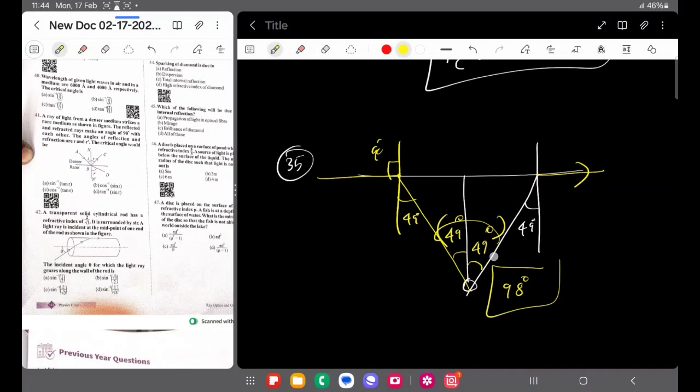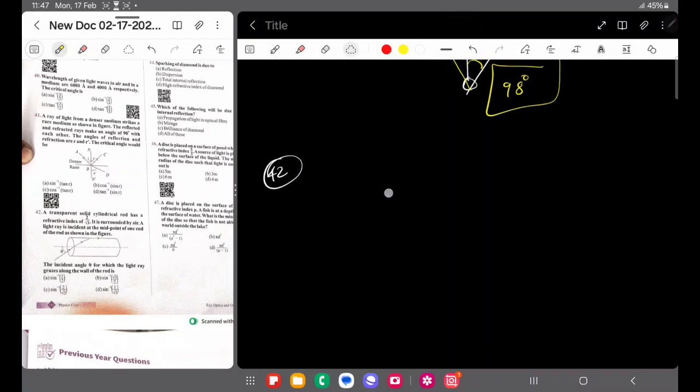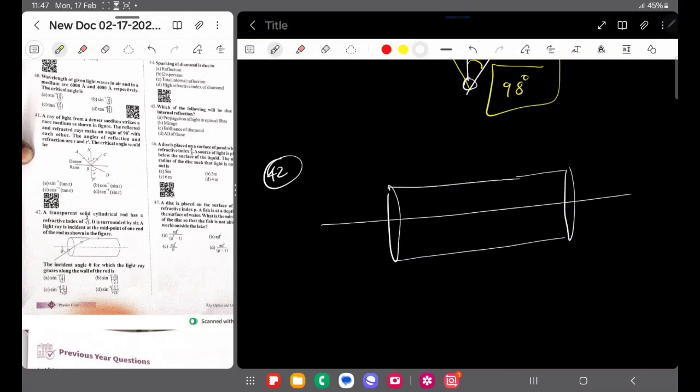Now look into question number 42. Here we have a cylindrical rod, and this cylindrical rod is made up of glass. Its refractive index is 2 by root 3. It is surrounded by the air medium, which has a refractive index of 1. The angle of incidence is theta.